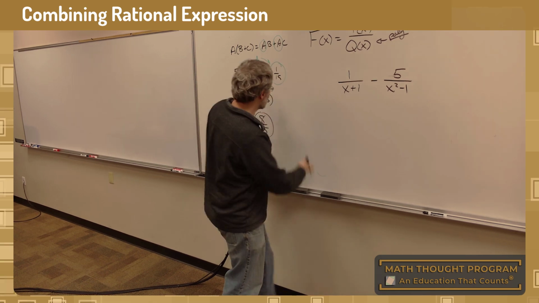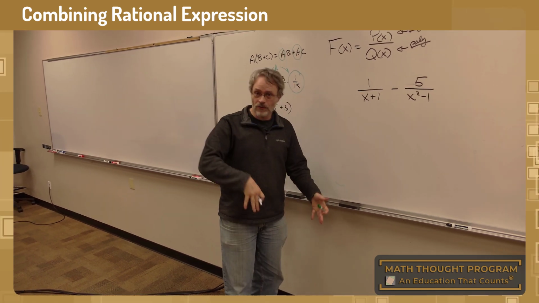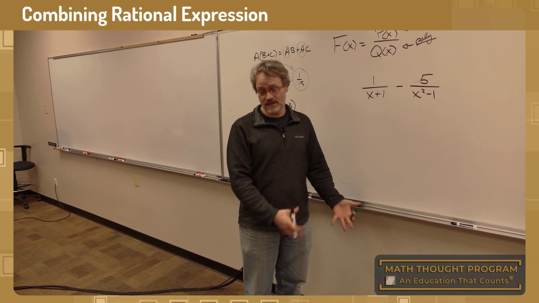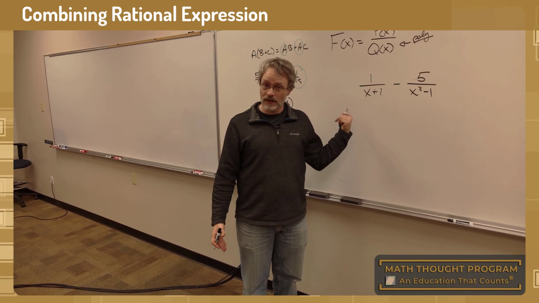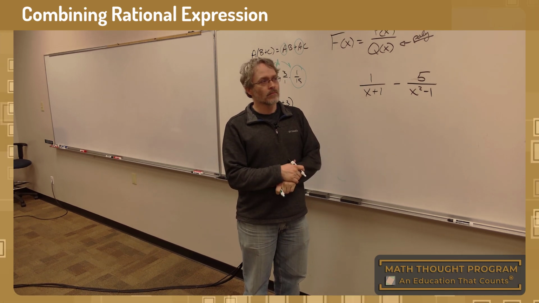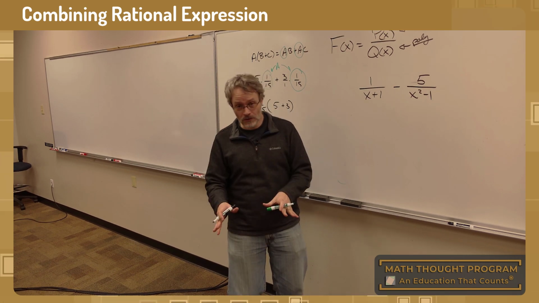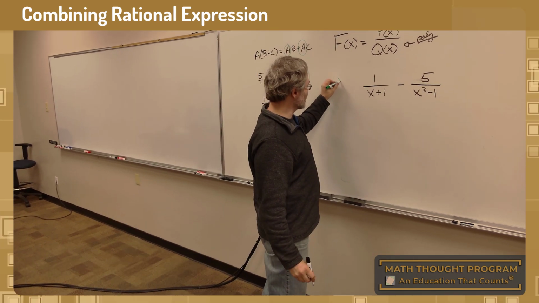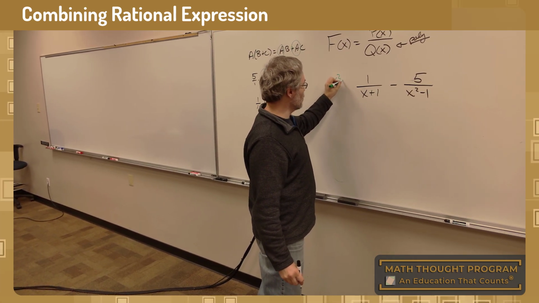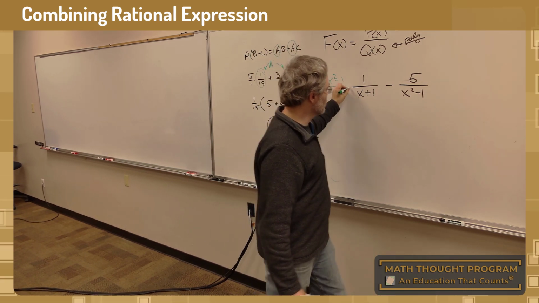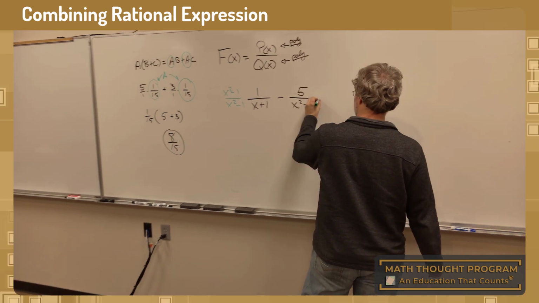Well, just like we did over here with the 1/3 and the 1/5, we've got to get a common denominator. We do exactly the same thing when I'm looking at this right here. Now, what I could do is just simply say x squared minus 1 over x squared minus 1, and multiply the other one by x plus 1.